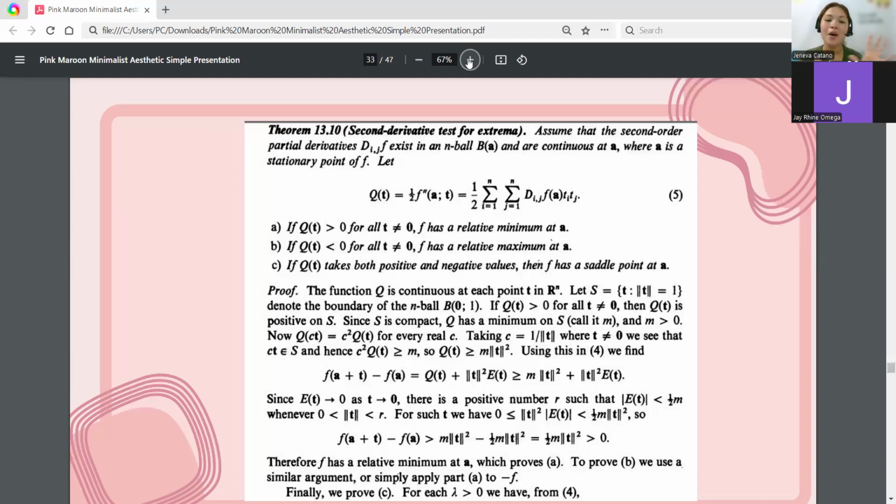So finally, we prove c for each greater than 0. So we have from (4).